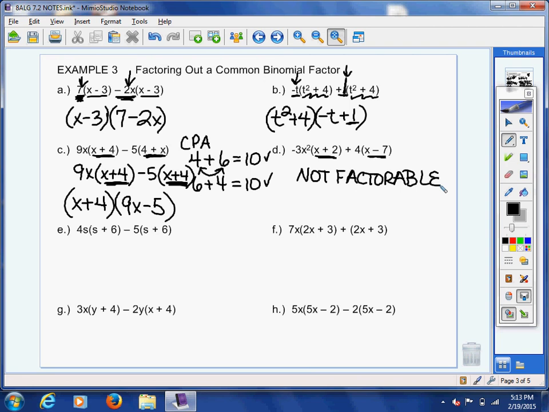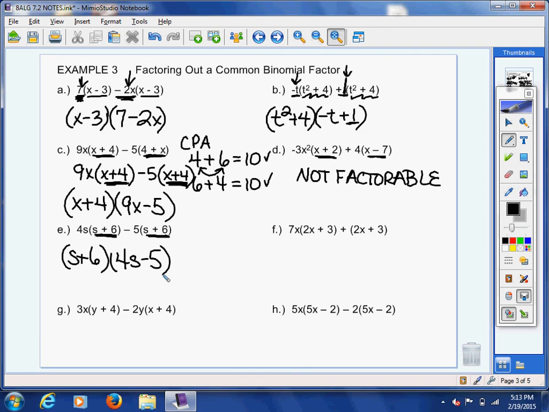Okay? Let's see here. Let's look at E. And, oh yes, we're good here. We do have a common factor, so we're going to take that out. And whatever's left behind goes into its own quantity. So you're going to put the coefficients in its own quantity, and you're going to put the common binomial in its own quantity, and you're done. That's the factored form right there.